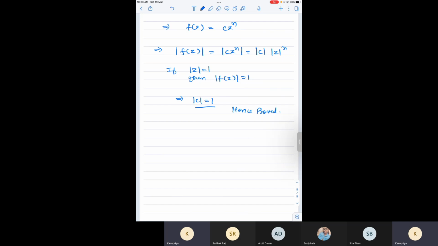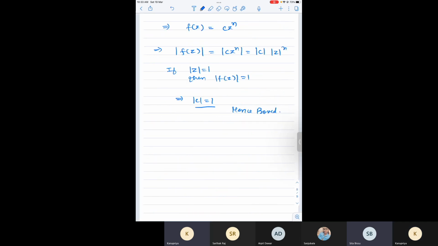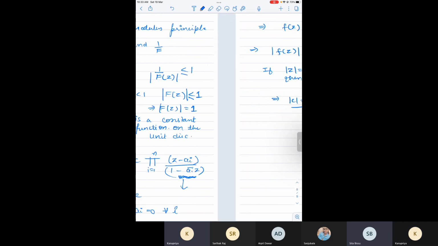Easy calculation? Is there any difficulty? Yes. एक बार स्टार्टिंग से रिपीट कर दो.